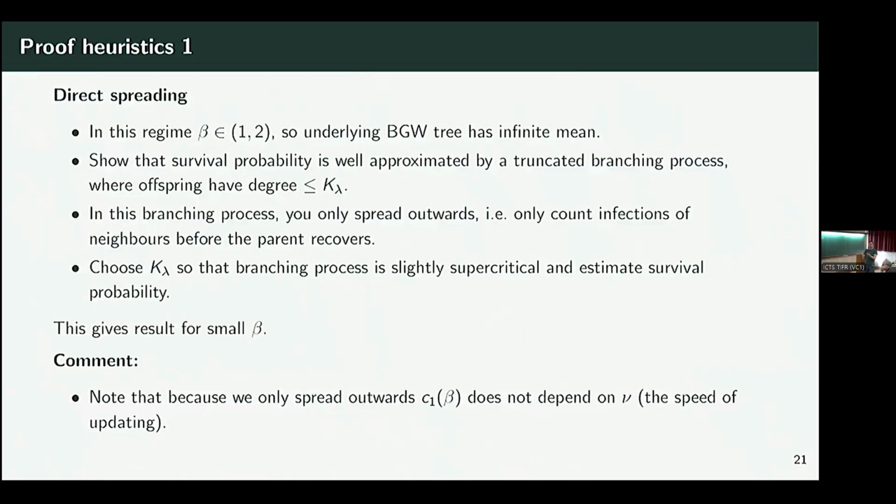And this works for very small beta because, as we said before, the underlying Galton-Watson tree has infinite mean. So you have a lot of children, so you have a lot of trials, and you can then approximate your process by a process on a truncated tree, and then calculate the survival probability on this truncated tree. I have 1 minute, or?